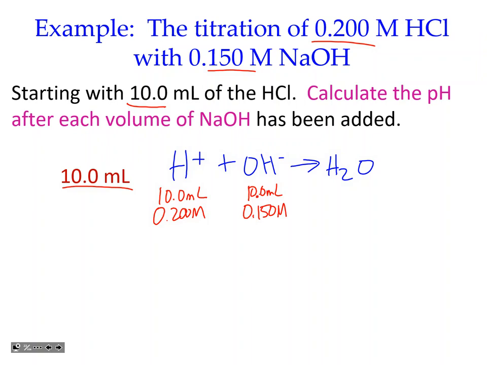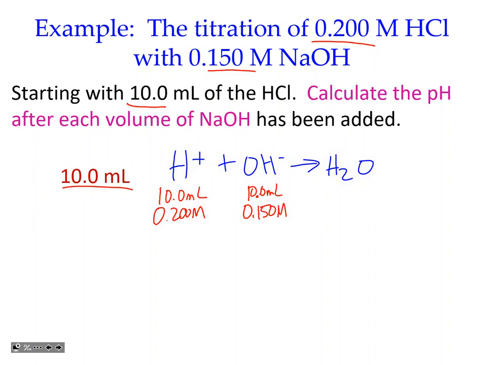So before we can do anything, we have to figure out how much of each is reacting here and which one is left over. How many moles is left over in solution? And if you look at these numbers, you should be able to visually see which one's going to run out and which one's going to be left over. Is hydrogen or hydroxide going to be the one left over floating around?